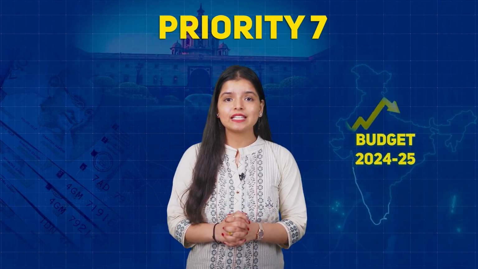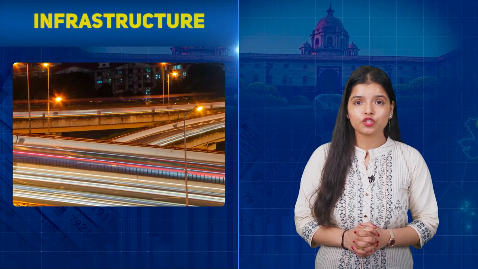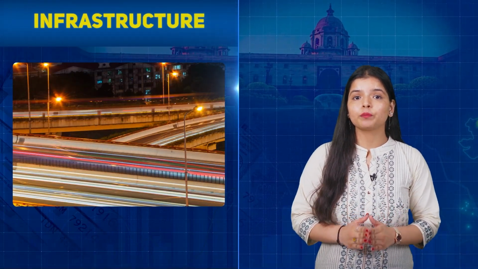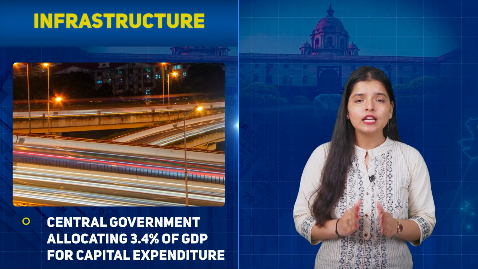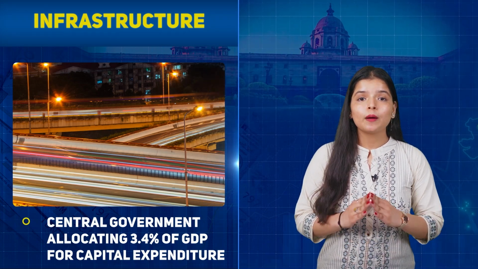With priority 6 covered, we now turn our attention to priority 7, which emphasizes on the infrastructure, which is currently seeing a significant push with the central government allocating 3.4% of GDP for capital expenditure. The state governments will receive Rs 1.5 lakh crore in long-term interest-free loans to support infrastructure investment.